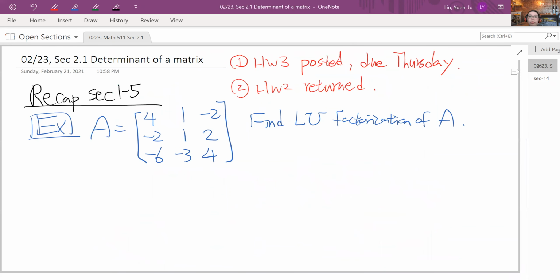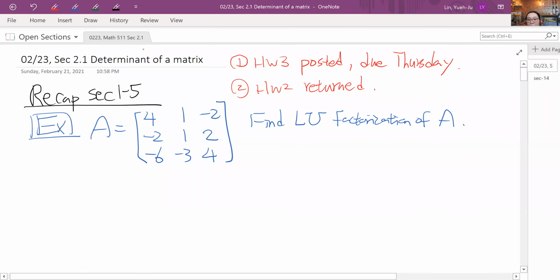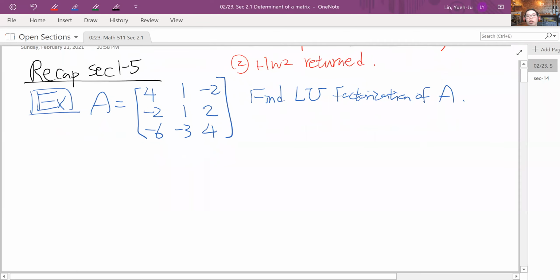Okay, so for today, what I'm going to do is, because I feel like the last example in 1.5 was a little bit rushed, I want to do one more to refresh the memory, especially for people who missed last week's class. So this is one of the important examples at the very end of section 1.5.